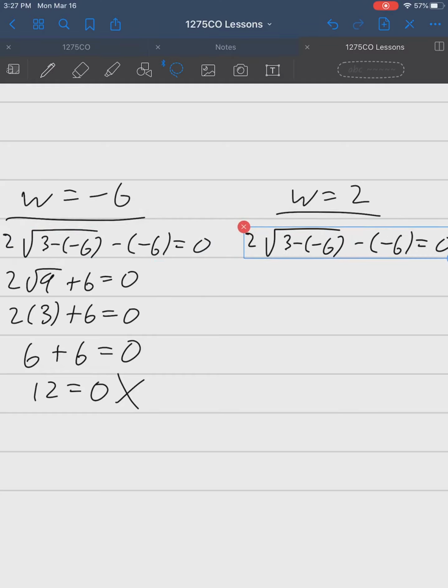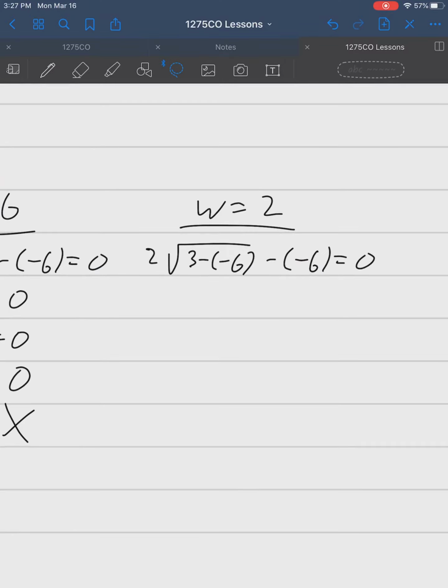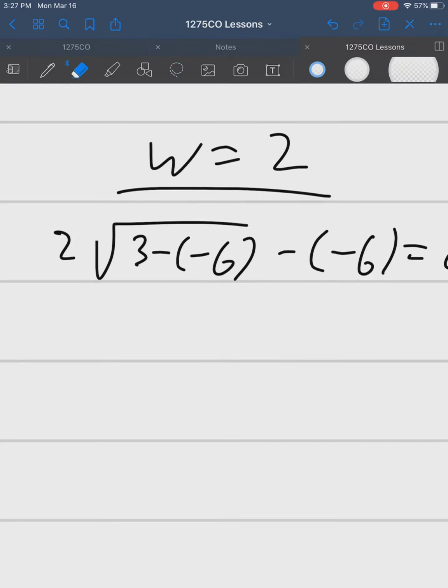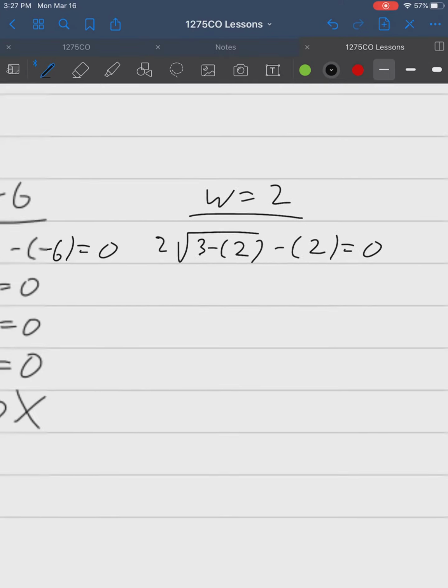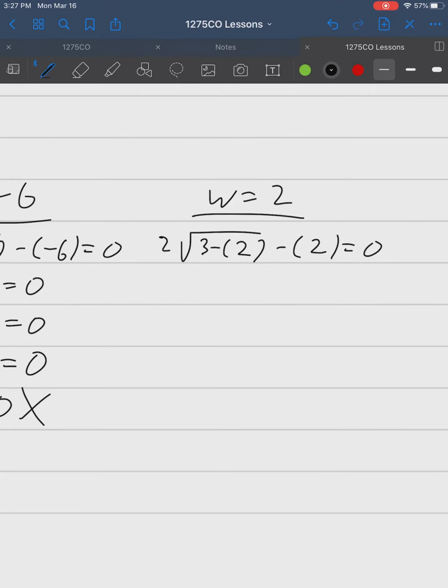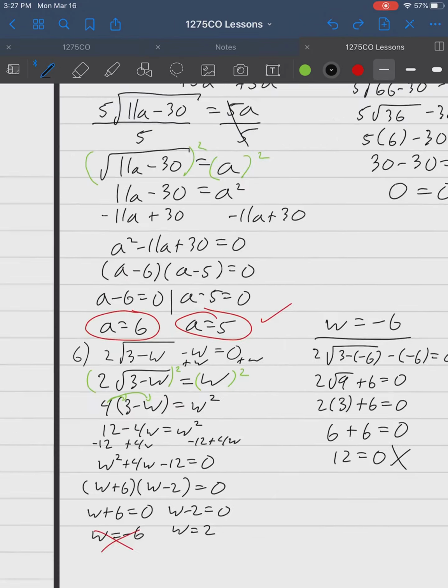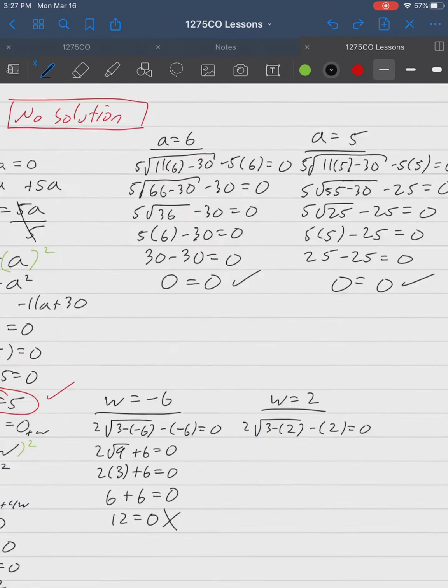Let's copy and paste over here a little bit because I am working on a fancy iPad. And we are taking the same equation, 2 radical 3 minus w, and we're plugging in 2 for w, where w occurred in the first place.